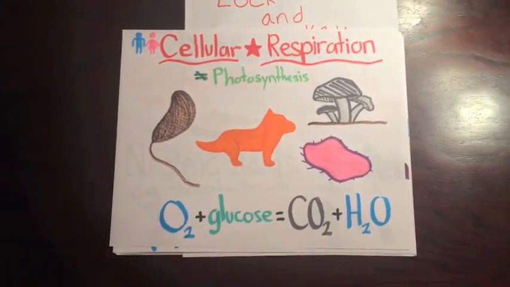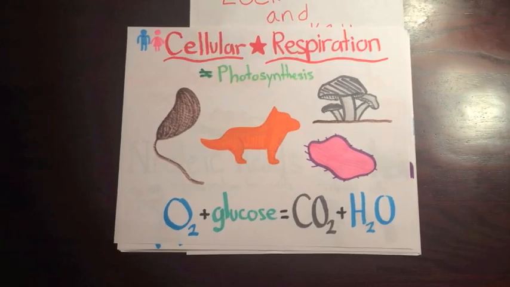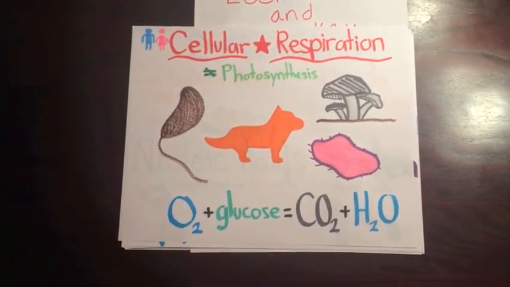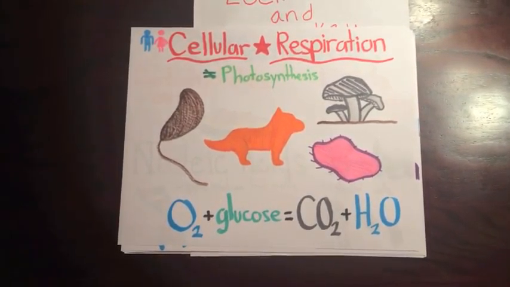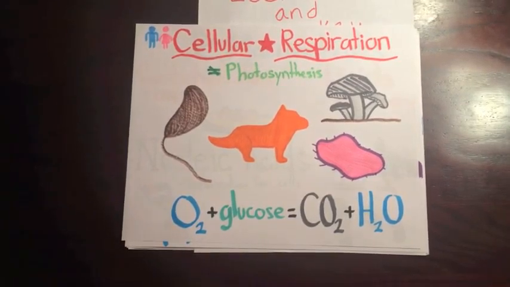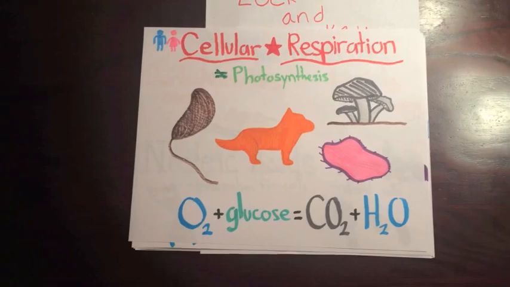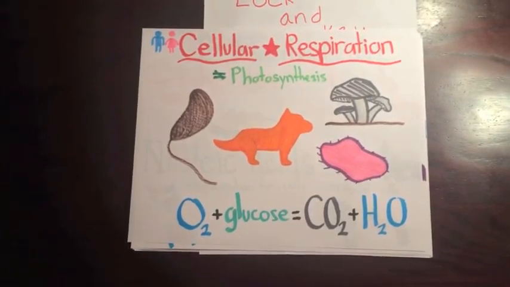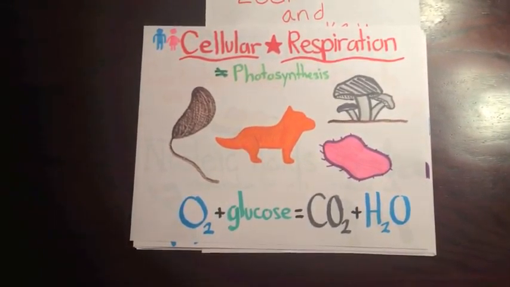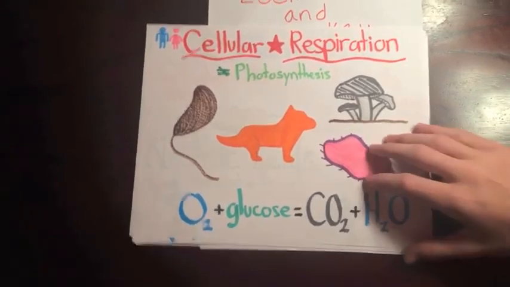Cellular respiration, the opposite of photosynthesis. The equation for cellular respiration is oxygen plus glucose converting into carbon dioxide and water. Organisms that use cellular respiration for energy include the kingdom Animalia, certain protists, certain eubacteria, and the fungi kingdom.